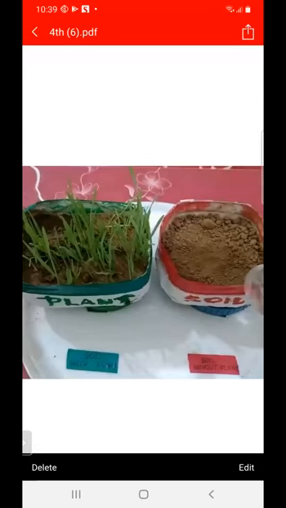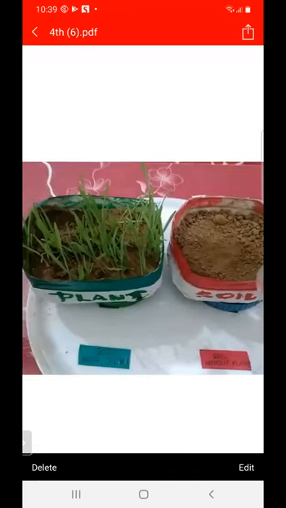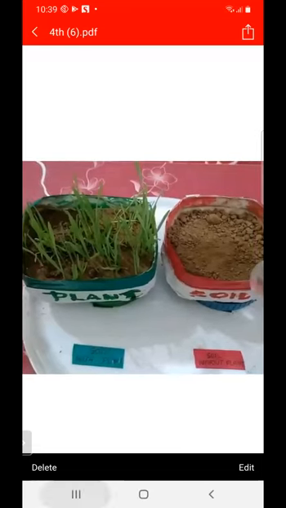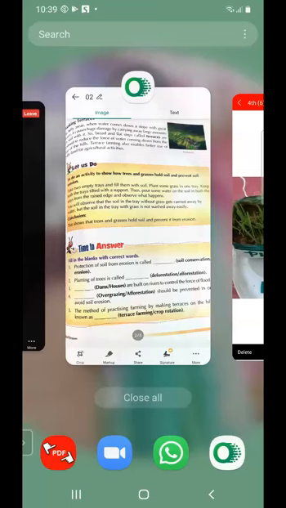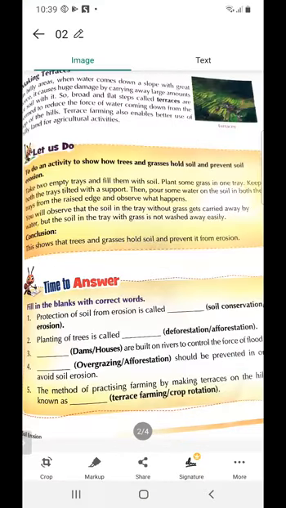So what is the conclusion of this activity? Plants hold the soil very tightly. Plants and trees hold the soil very tightly, and this prevents soil erosion.